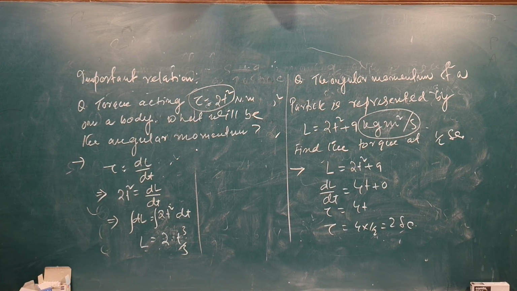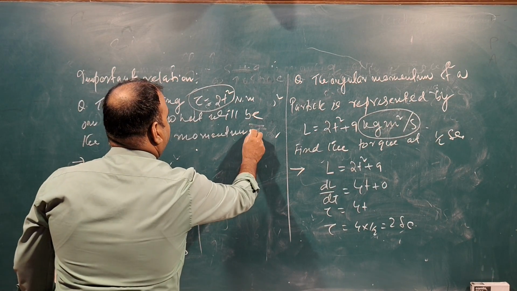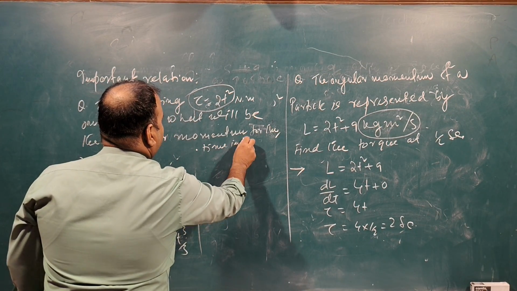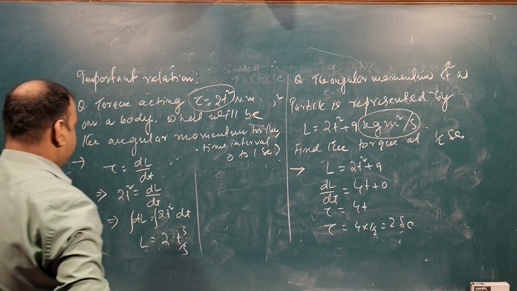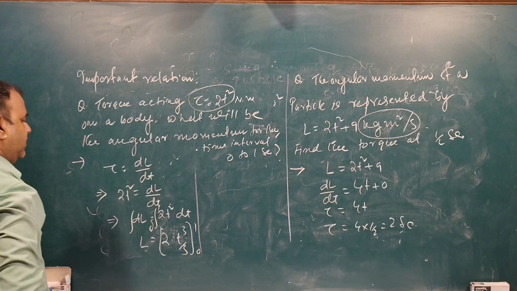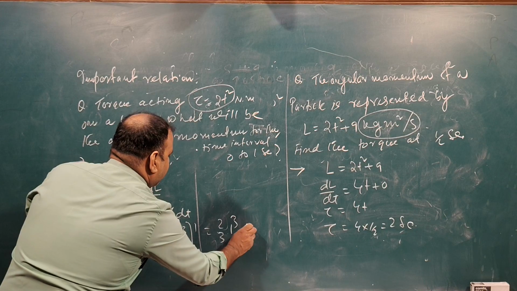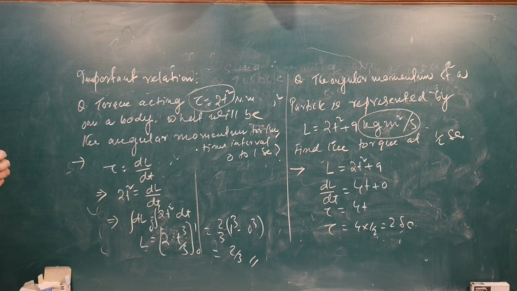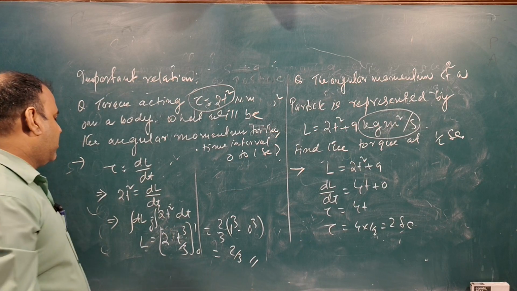So here the time interval should be given. Suppose the time interval is 0 to 1 second. What will be the angular momentum for that interval? Here it is given 0 to 1 second, so the limits will be 0 and 1. Now in this case it will be written as 2 by 3 into 1 cube minus 0 cube. So ultimately 2 by 3 is the correct answer. So L is equal to 2 by 3, which is the correct option.